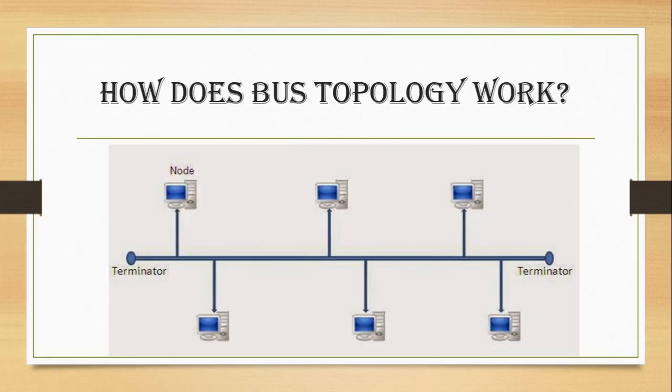Let's discuss with a diagram. We have discussed that a central cable is used. Here you can say this is the central cable and this central cable is known as the bus, and on the ends we have terminators. These terminators will stop the signals from bouncing back. So these terminators are very important.